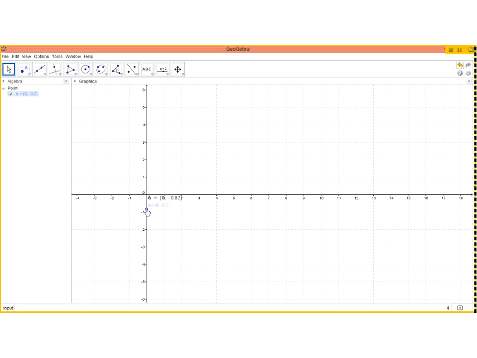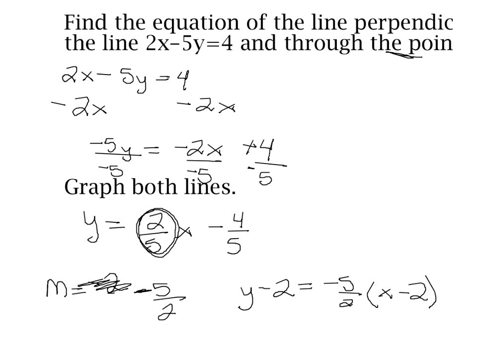So I need to get this 4/5 is minus 0.8. So there we go. So there's my intercept, and its slope, I've forgotten. So here's the line I was given, minus 4/5 and slope 2/5 x.